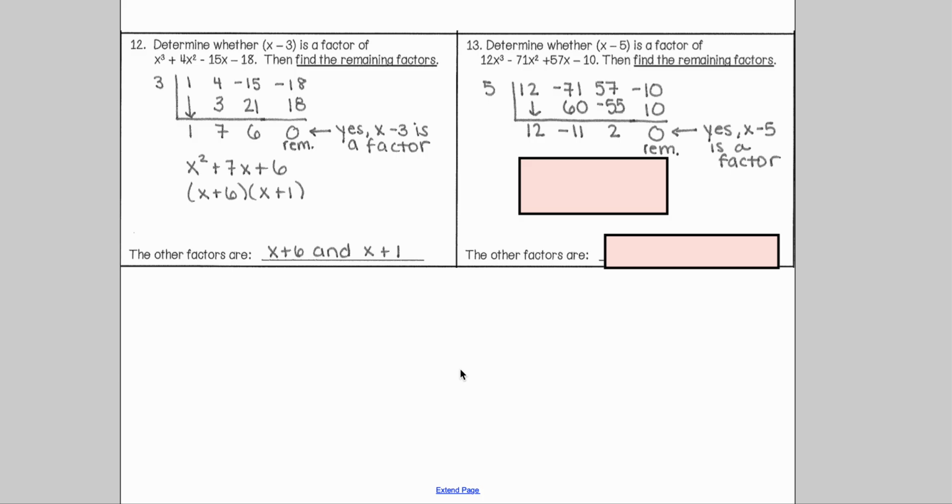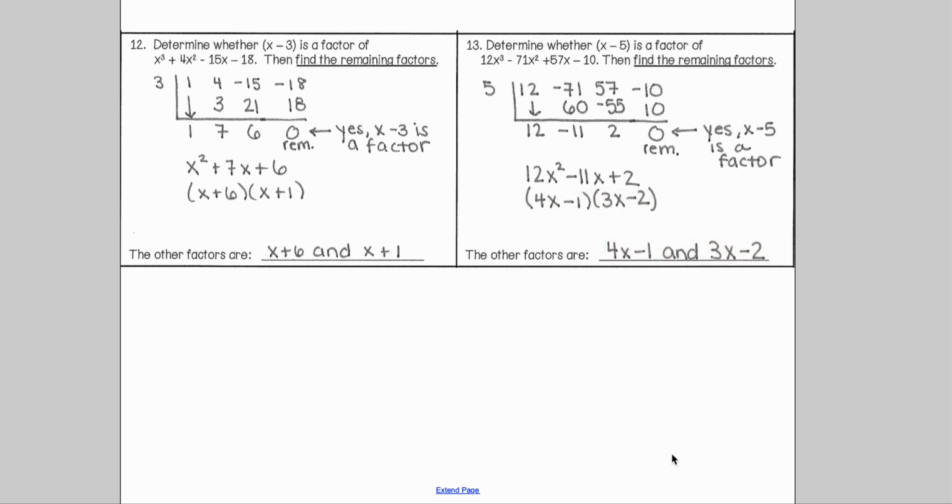So here we have, yes, it is a factor because the remainder was 0. Depress your polynomial, which is a little bit harder of a factoring question, but it is factorable. Pause the video if you need to and take some time to factor that. And so my other factors are 4x minus 1 and 3x minus 2.